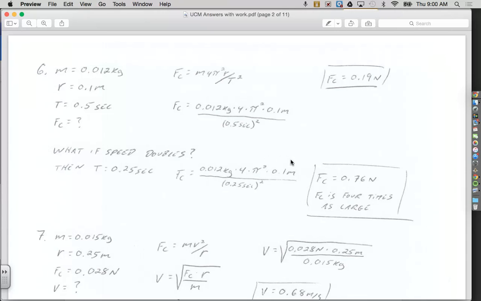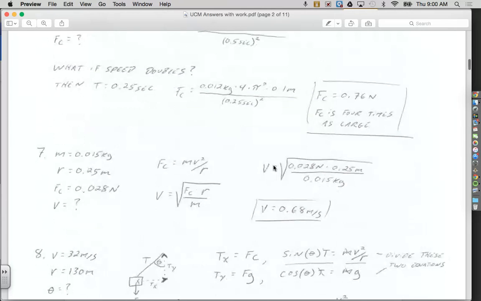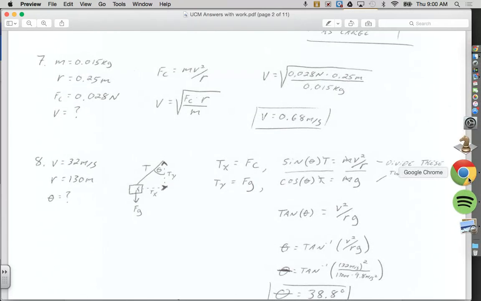So if you want to go twice as fast around a turn, you don't need twice as much force. You need 4 times as much force, which is why speeding around turns is not a great idea. Now let's move on to number 7.